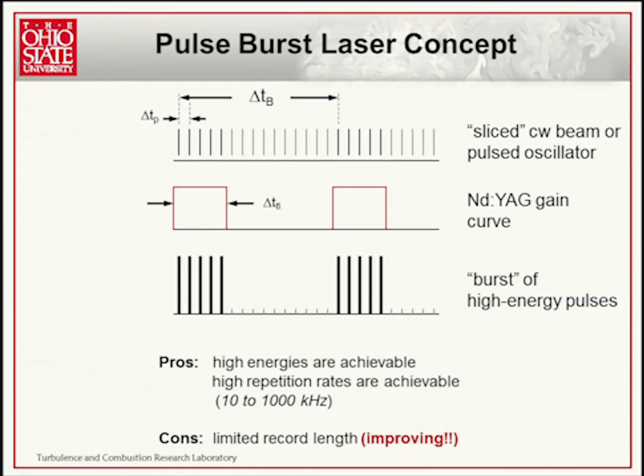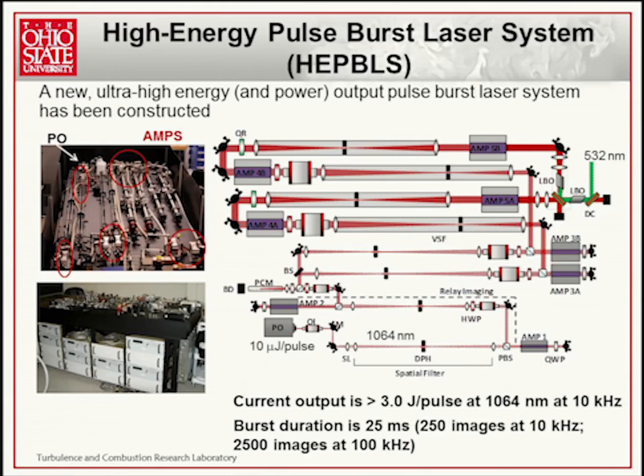These started out as being 400 microsecond bursts. They got to about 2 milliseconds. And then in my group, we've gone to 25 milliseconds. And then there are other systems that are even longer, although they have lower energy. Okay, so here's a laser system in my lab. This is a home-built system, so this isn't purchased from Spectral Energies. So this is a custom system.